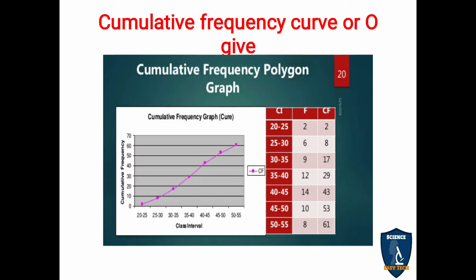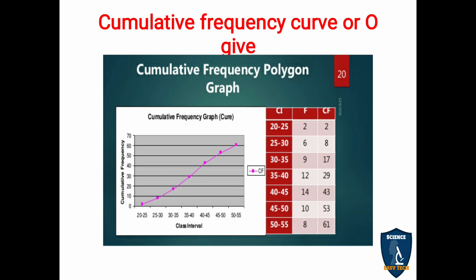See here in this cumulative frequency polygon graph, the class interval they have given is 20 to 25, frequency is 2. 25 to 30, the frequency is 6. 30 to 35, frequency is 9. 35 to 40, frequency is 12. 40 to 45, frequency is 14. 45 to 50, frequency is 10. 50 to 55, frequency is 8.